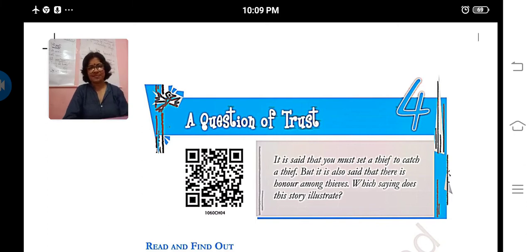There are two sayings that have been placed before we begin the story. One is, to catch a thief, you must set a thief behind him. If you set a saintly person, a thief will never be caught. Another saying is that when all the thieves are together, they have a typical sense of honor for each other. Now let us see which particular saying this story is trying to highlight. Ready? On with the story.